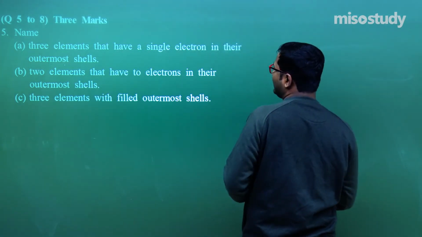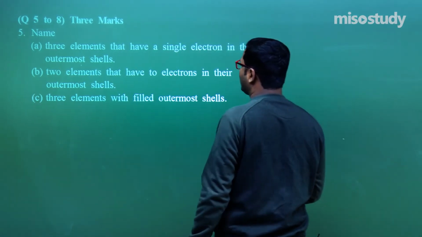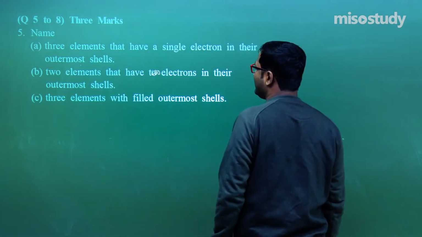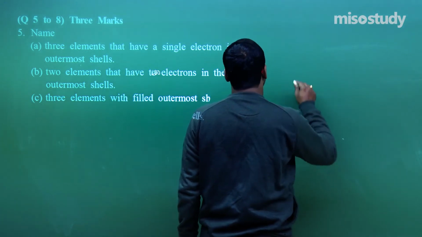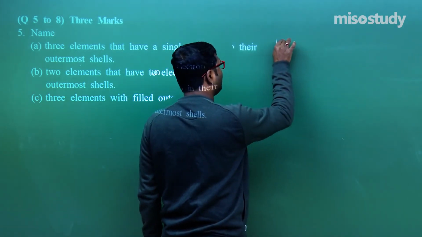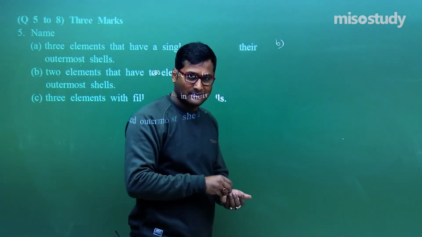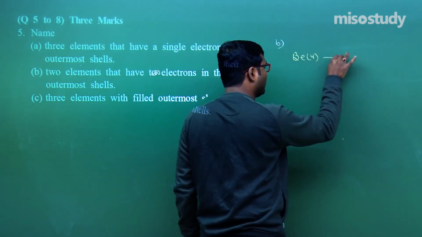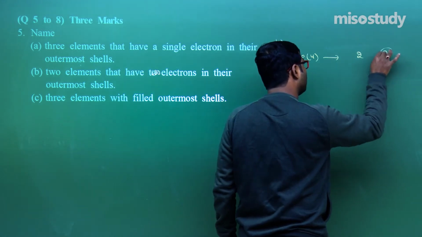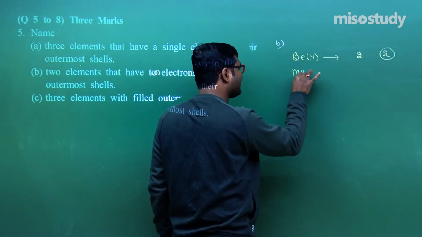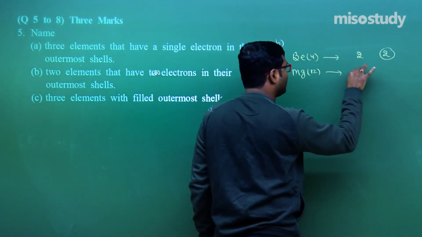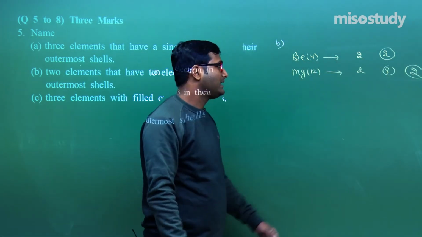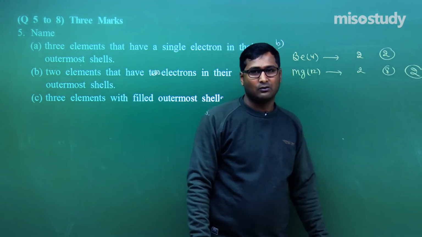Name the 2 elements that have 2 electrons in their outermost cell. For a 2 electron element, as we know, alkaline earth metals. For example, beryllium has atomic number 4. It can be written like this, 2 and 2. Magnesium has atomic number 12. It can be written like this, 2, 8, 2. Look, in beryllium and magnesium, they all have 2 electrons in the outermost cell.